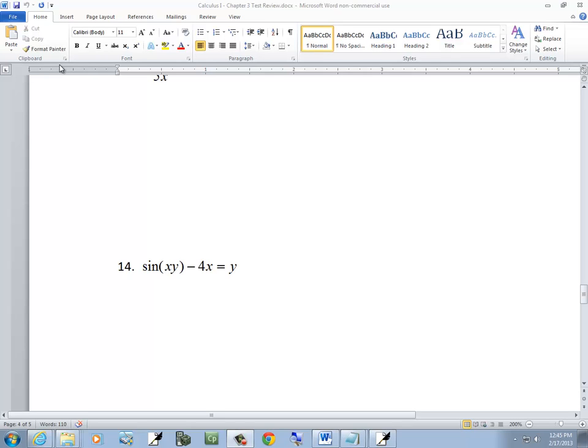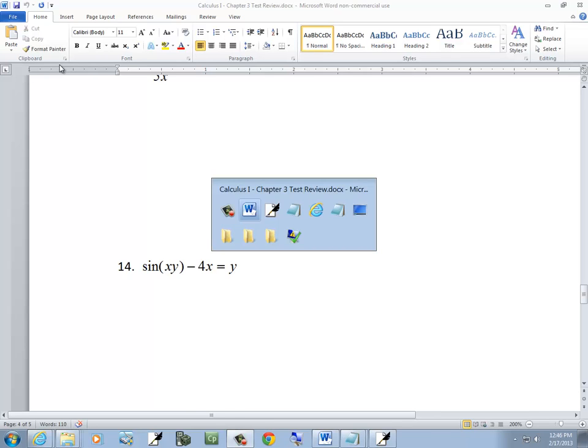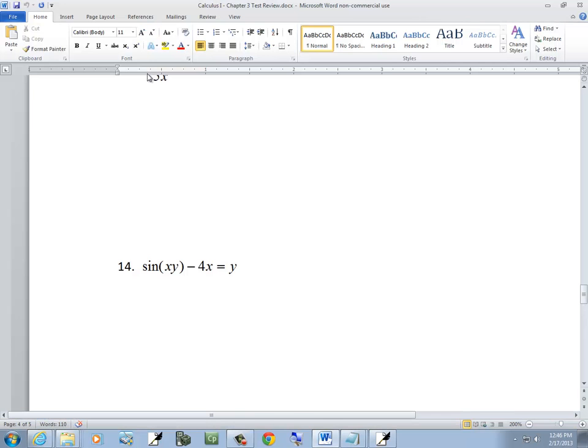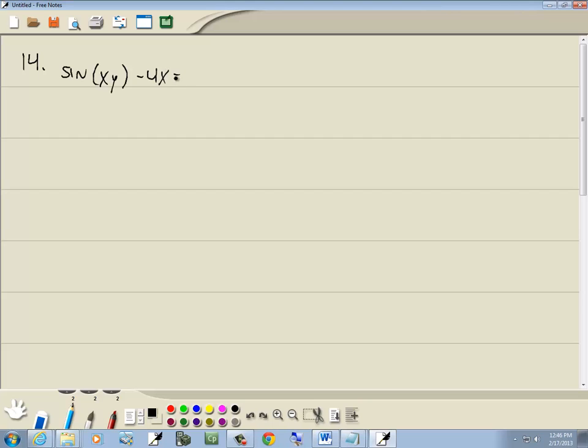Let's take another look at another implicit differentiation, number 14. And we got sine of xy minus 4x is equal to y. And we want to take the derivative of everything where it's sitting. So take the derivative with respect to x of sine xy, the derivative with respect to x of negative 4x, and the derivative with respect to x of y.